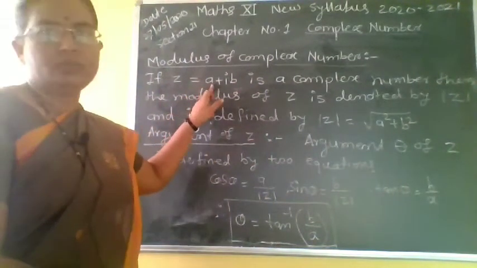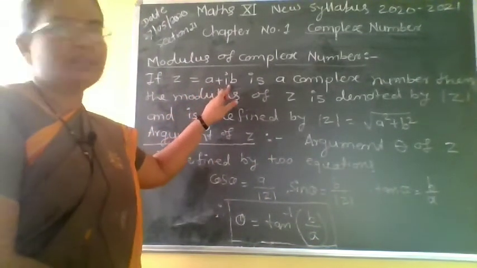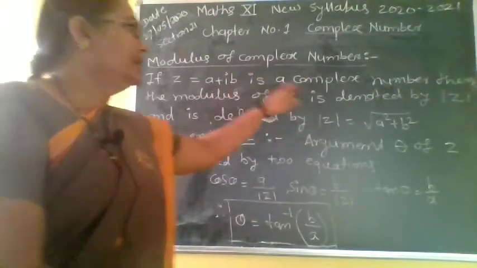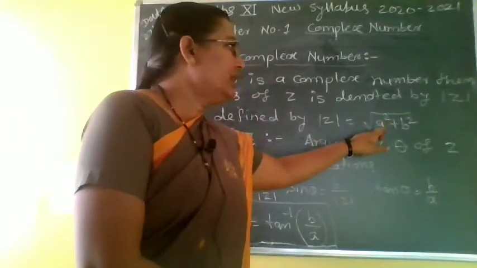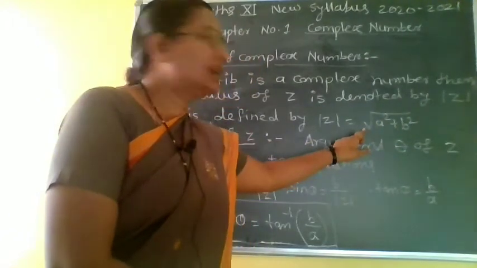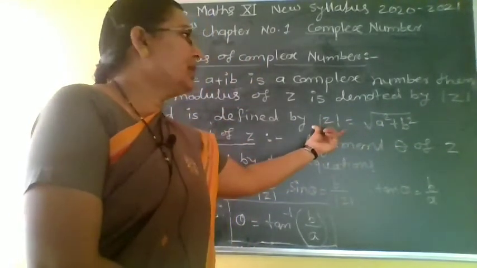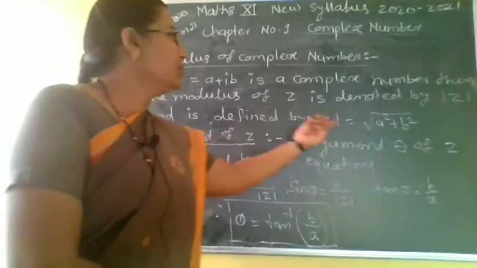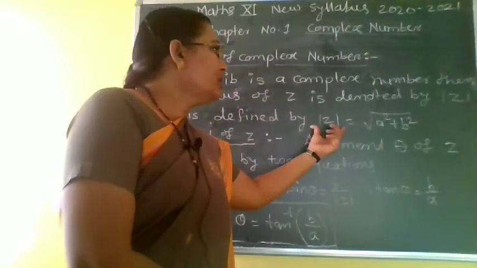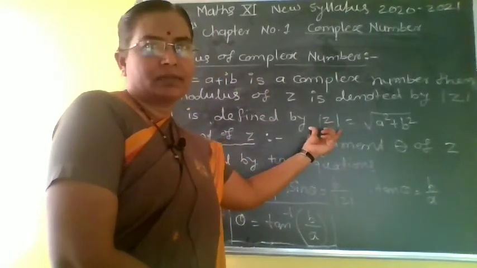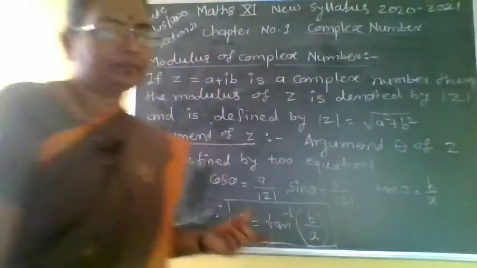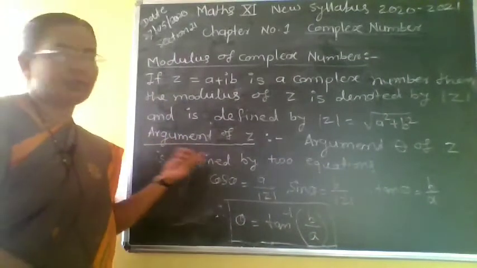Z is equal to a plus ib, where the real part is a and the imaginary part is b, which is multiplied with i. Taking the square of a and the square of b, adding these two and taking the square root, this is called mod z or the modulus of the complex number. So the modulus of the complex number is root of a squared plus b squared.